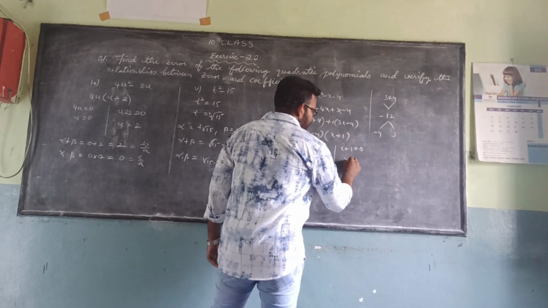So if you take LCM, 4x square minus x minus 4 is equal to 0. If you transfer it from there, so 4x square minus x minus 4 is equal to 0. This is the required quadratic equation.